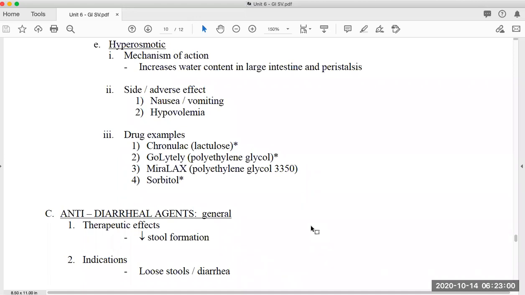GoLytely, or polyethylene glycol. Polyethylene glycol is the generic prototype name you would need to know. GoLytely is the trade name. This is actually used as a bowel prep or bowel cleansing prior to surgery, or prior to any type of maybe GI scoping.